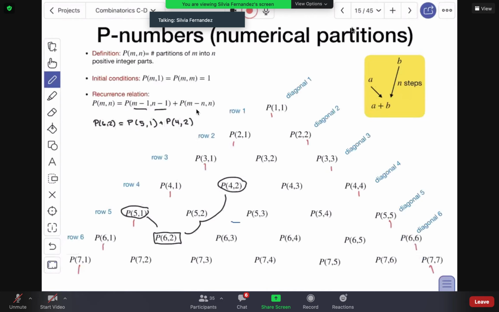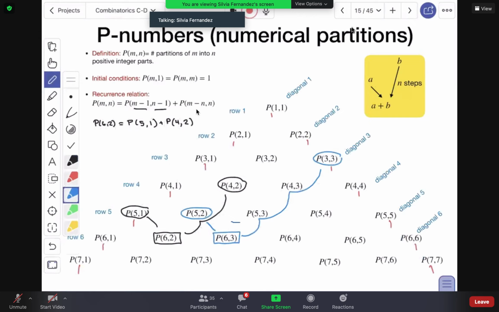Or for example, if I wanted to do P63, let me do it with a different color. If I wanted to find P63, then I'm going to add that one, and I need to go 3 up. 1, 2, and 3. So I'm supposed to add this one to that one. And if I'm doing everything in order, then I should be fine.